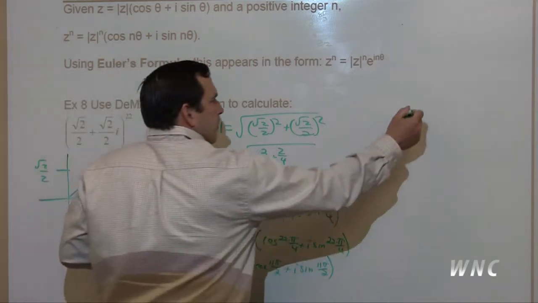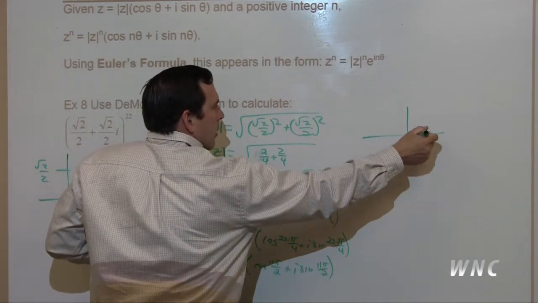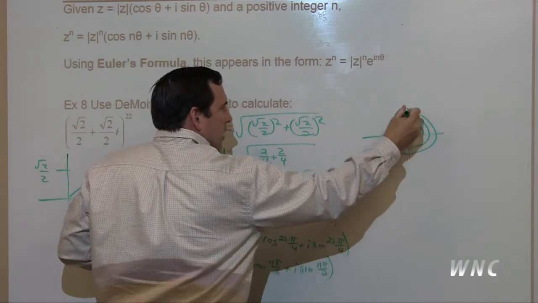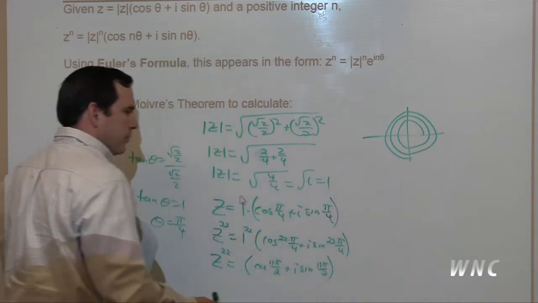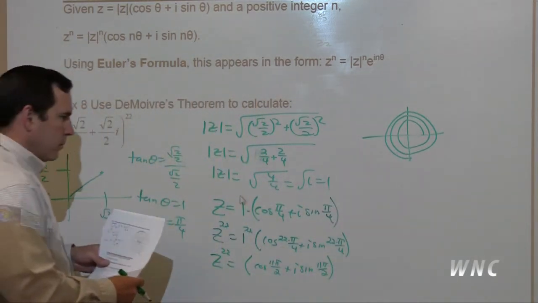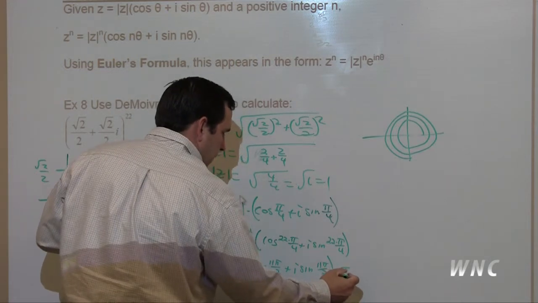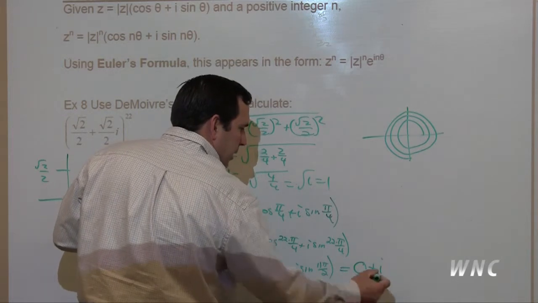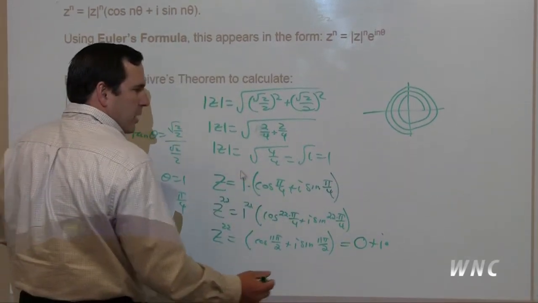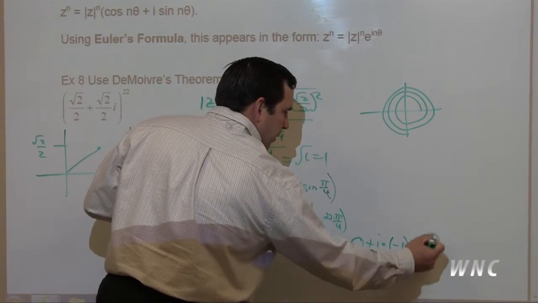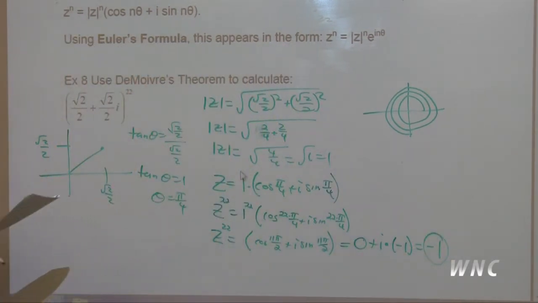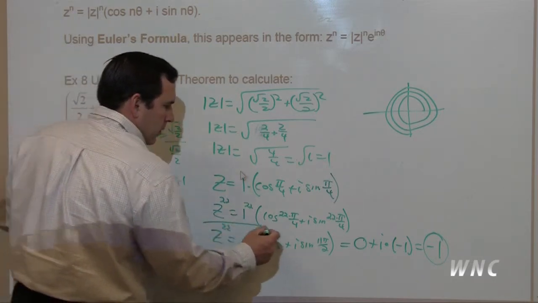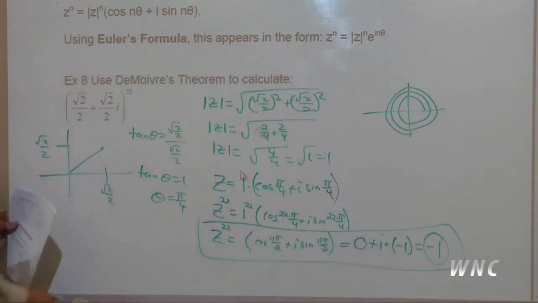So where is that? Here we're at pi, 3 pi over 2, 5 pi over 2, 7 pi over 2, 9 pi over 2, 11 pi over 2, down there. That'll end up being cosine of 11 pi over 2, which is 0, plus i times sine of 11 pi over 2, which is negative 1. So we get negative i from this result. But if you want to keep it in the trigonometric format, there you go.